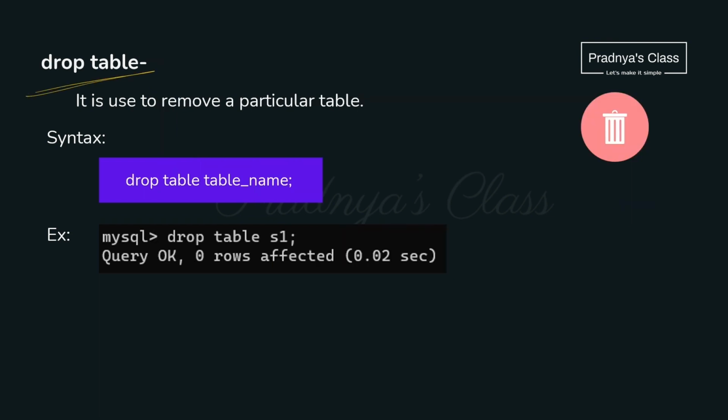Let's move ahead to the next command, that is drop table. There is a drop database command. In the same way we have the drop table command also. Drop table and table name. Look at this example. Drop table, the name of the table is S1.